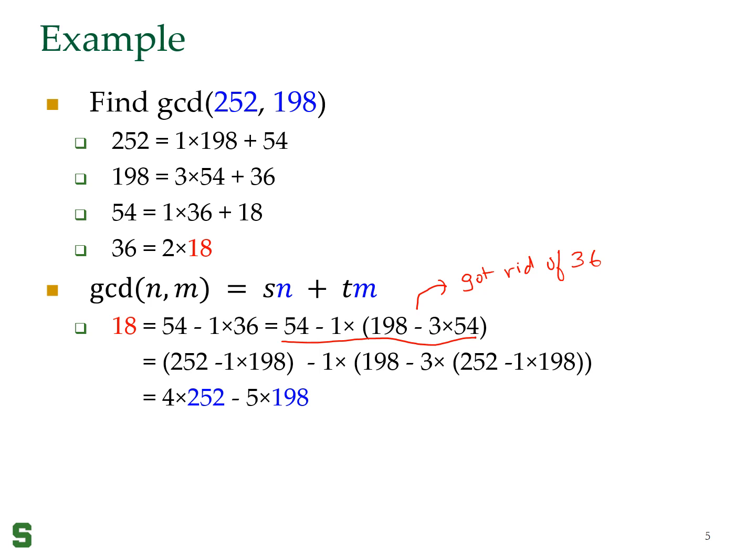So 54, I can use this expression and replace it by 252 minus 198. Again, 252 minus 198. Note that 252 and 198 are my original numbers, so I'm going to keep them as is. And I'm just going to group them in terms of multiples of 252 and multiples of 198, and that will give me 4 times 252, 1 coming from here, plus 3 coming from here, and minus 5 times 198.